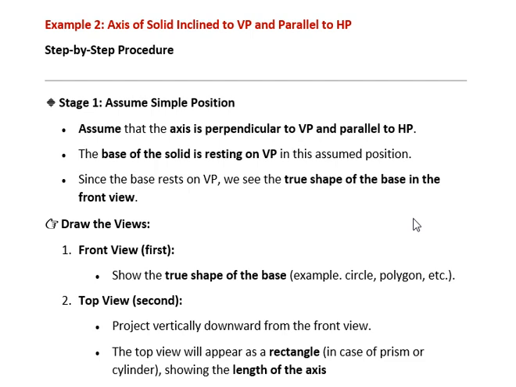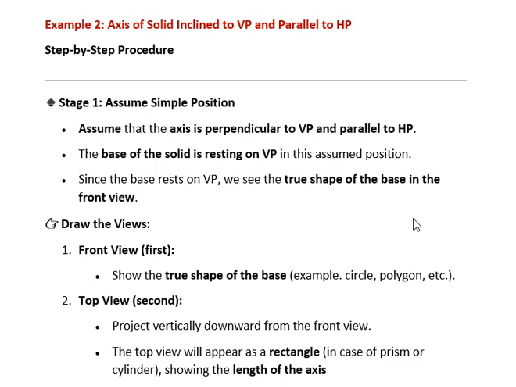There is some type of solid, maybe prism, pyramid, cone, or cylinder. You assume one solid suitably. That solid object's axis is inclined to VP and parallel to HP. At that time, we have to draw its front and top view. That is the question. So here, this procedure we have to follow.